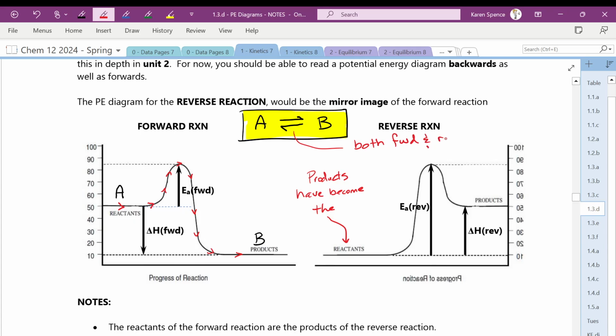That says forward and reverse reactions occur. That's what that arrow tells us. So our products, then if we're looking at the reverse reaction, we're looking at the reaction going backwards. So instead of going from A to B, we have B turning into A. So over here we would have B, and over here we would have A.